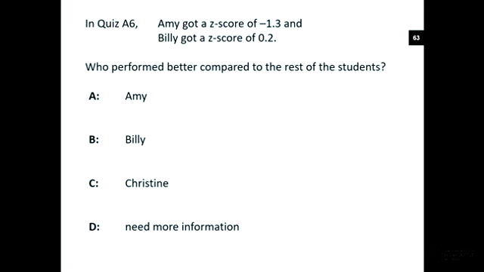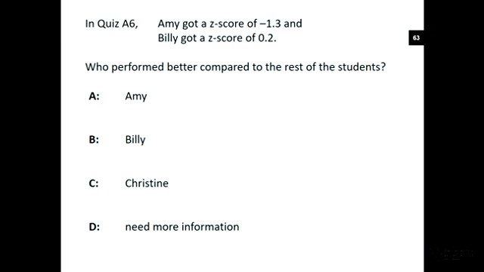What about this one? Amy got a Z-score of -1.3 and Billy got a Z-score of 0.2. Who performed better compared to the rest of the students? Is that hiccups? Nice. Gotta love that in a lecture. And she's leaving. That's it. You can keep you and your hiccups. Yep, all right. Who performed better?